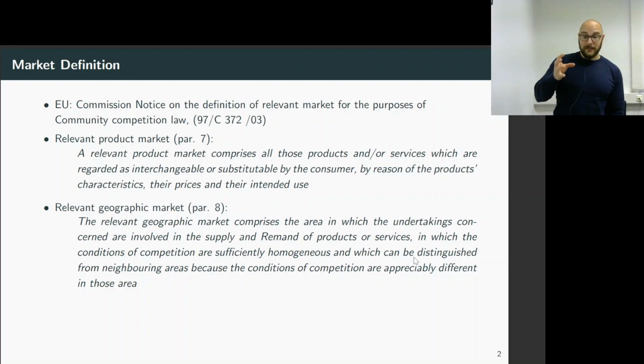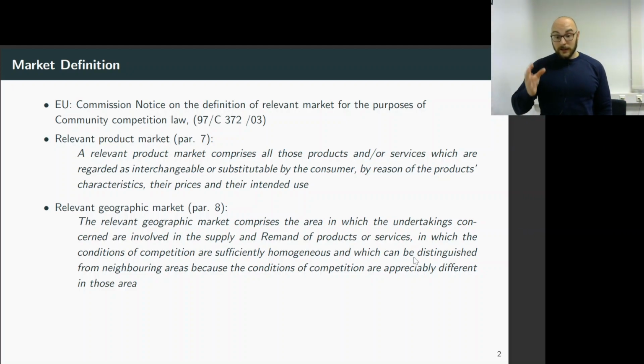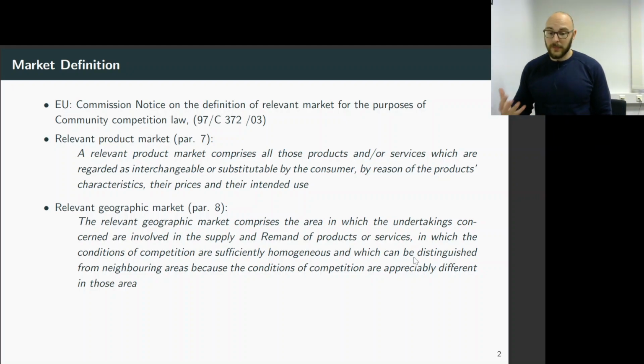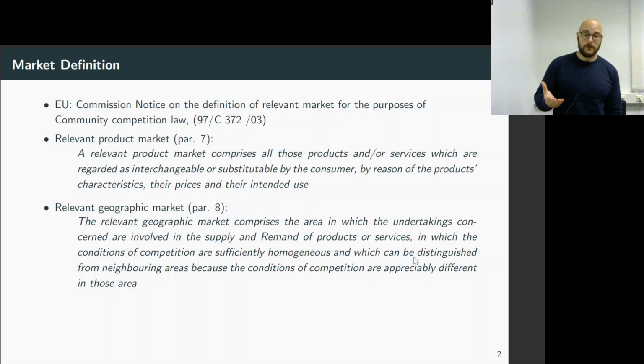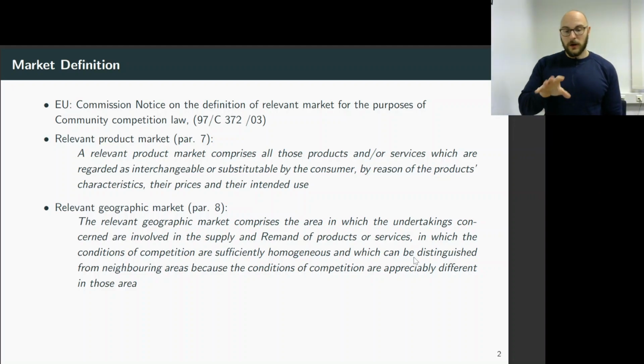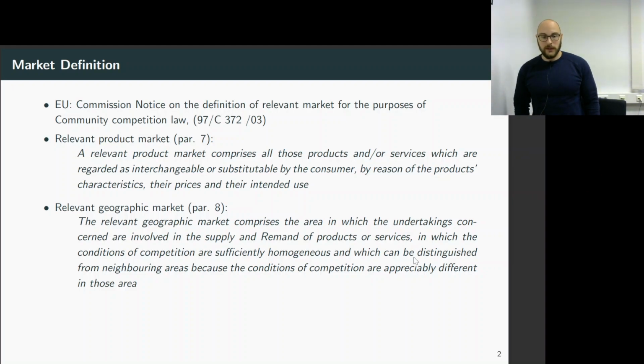It's as easy as it sounds. The devil is in the detail, because exactly the substitutability is not easy to say, right? But here we get a clear idea of what the relevant product market is. And similarly, the relevant geographic market is defined in paragraph 8.